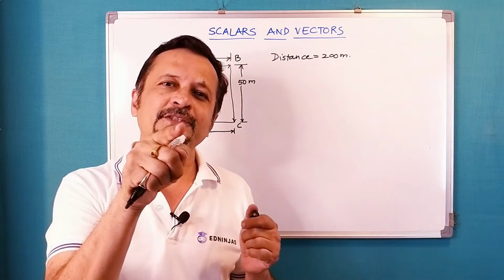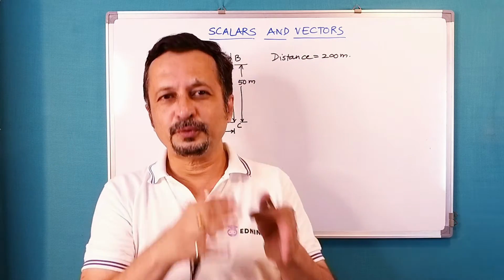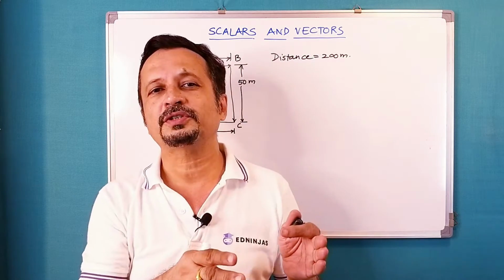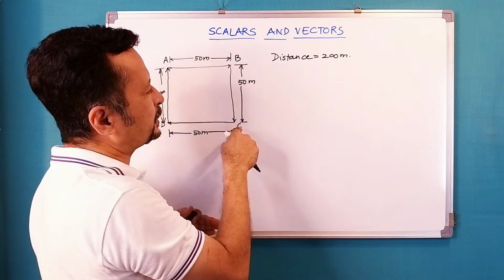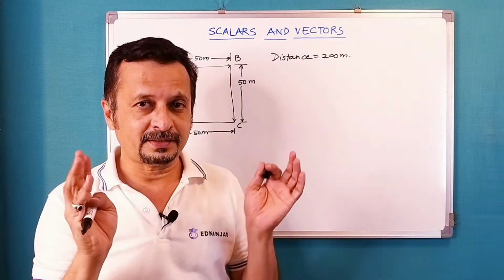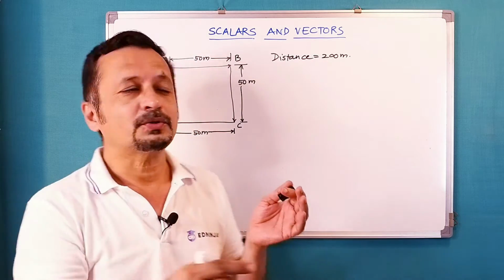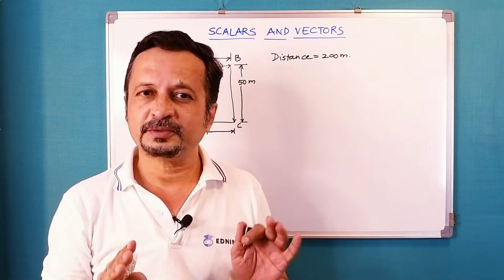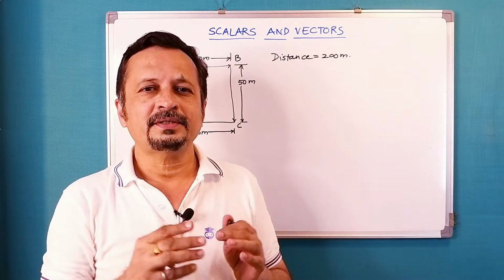So displacement takes into account the change in position with respect to the original position. So I'm not interested in what is happening from A to B and B to C and C to D. What I am interested in is where am I after that much time. So I started from A, I'm back at A, so that means my displacement is 0. Now there is one more thing.